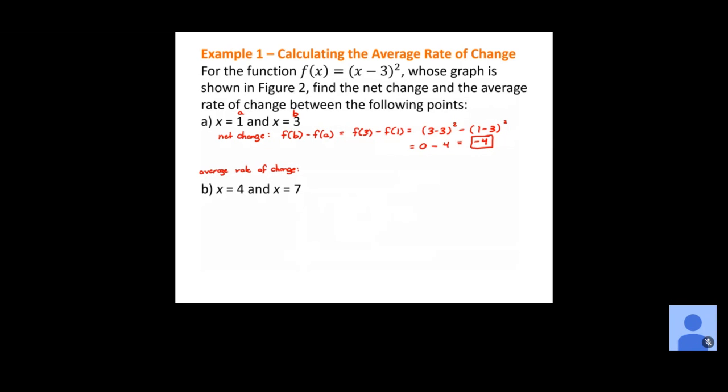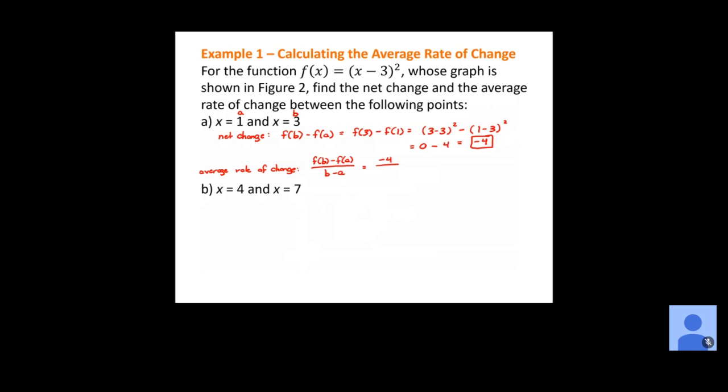Okay, so that's the formula we just saw on the last slide. It's going to be f of b minus f of a divided by b minus a. Now, if you notice, f of b minus f of a in the numerator is just the net change, right? We've already calculated that, so we don't have to do it all over again. We can just use the value that we just found. So my f of b minus f of a in the numerator is just negative 4.